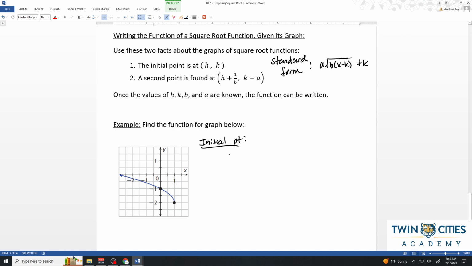This is at h, k. But my actual point here is (1, -2). Well, what does this tell me? If my initial point, the formula about it, the fact about this, is at (h, k), but my actual point is (1, -2), then that means that h equals 1 and k equals -2. Okay, let's put a box around those, and we'll highlight those so we don't lose them later.